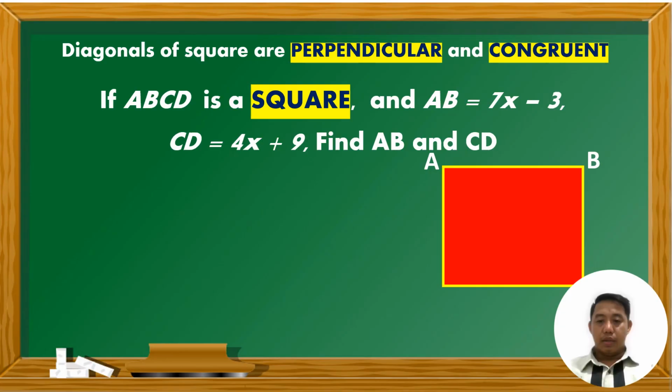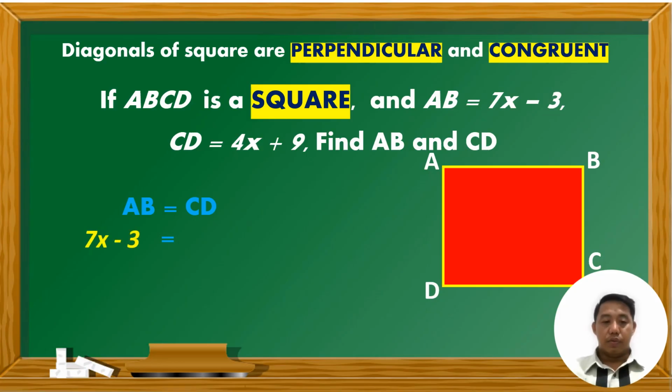So if AB, CD, lagyan natin yung AB natin. Therefore, take note of this that AB and CD, they are equal kasi this is square, no? Yung sides ay congruent. So therefore, we can say that AB is equal to CD. Yan. So 7x minus 3, CD is 4x plus 9. Bring down 7x, lipat natin yung 4x, magiging minus 4x. Let's bring down 9, lipat natin yung 3, magiging positive 3. 7x minus 4x is equal to 3x. 3 plus 9 is 12. So divide both sides by 3. X will be equal to 4.